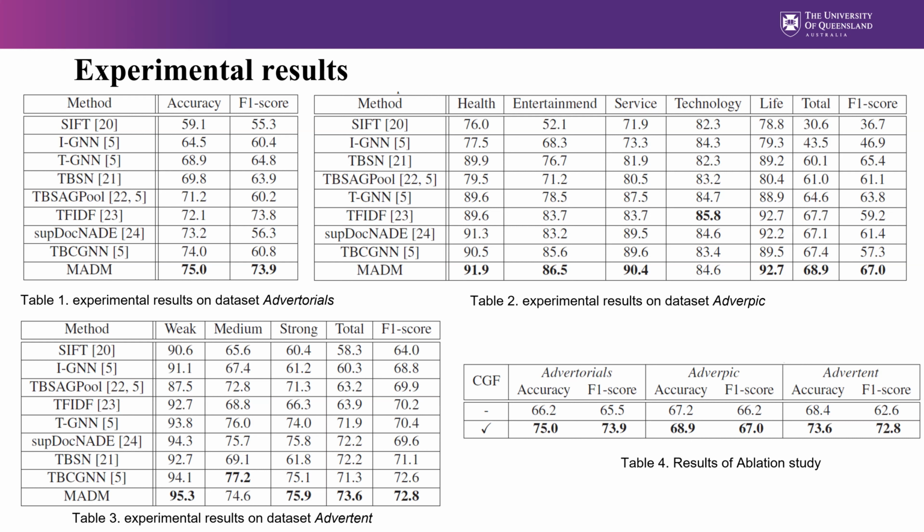Because the second data set has the topic information of the advertorial, in the second table they give the detailed results of each topic class, and the third data set has the promotional extent information. So the third table gives the detailed results of each extent, and table 4 shows the ablation study results on the 3 data sets.